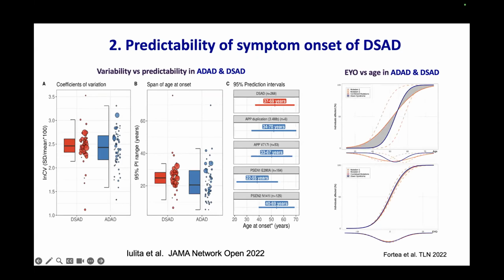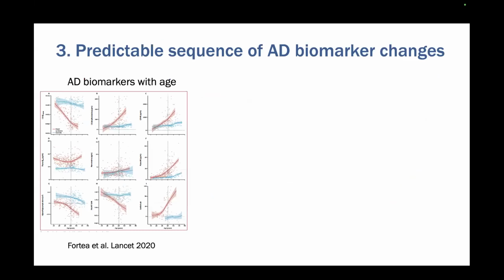And this has huge implications because it means that the way we should analyze the data in Down syndrome should be very similar to autosomal dominant AD. The statistical modeling, how we should analyze the data, is completely different. And you'll see that all this I'm explaining will apply directly to APOE4 homozygotes.